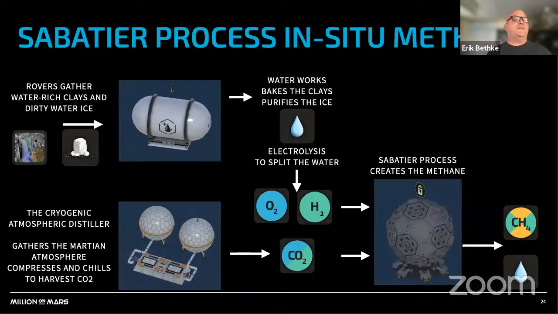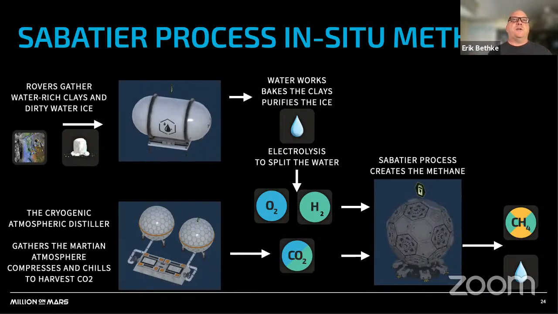Here's another example of the crafting loop. While the rovers are out there gathering regolith to try and make some metals for you, they're also going to be picking up some water-rich clays, and ideally some water ice, depending on where you landed. You could take that into a waterworks, and the waterworks would bake the clay and get the water vapor out, then condense the water vapor down, and you get some water, or it processes the ice.